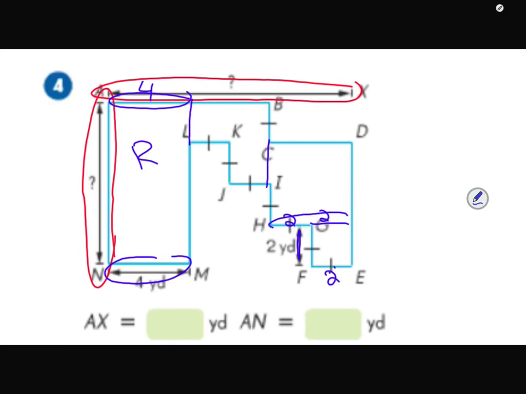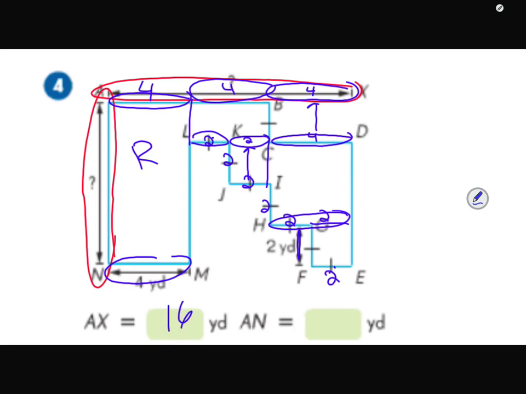But that tells me that this whole side's 4. So that means that this whole side is 4. And I can drag this up, which means that right there is 4. So now I kind of just have to figure out this piece right here. So again, I'm seeing that this has tick marks. So this is 2, this is 2, this is 2, this is 2. If this one's 2, and I bring this up, and that one's 2, then 2 plus 2 is 4. So now I have that whole line, 4 plus 4 plus 4. I know that AX is 16 along that whole side.